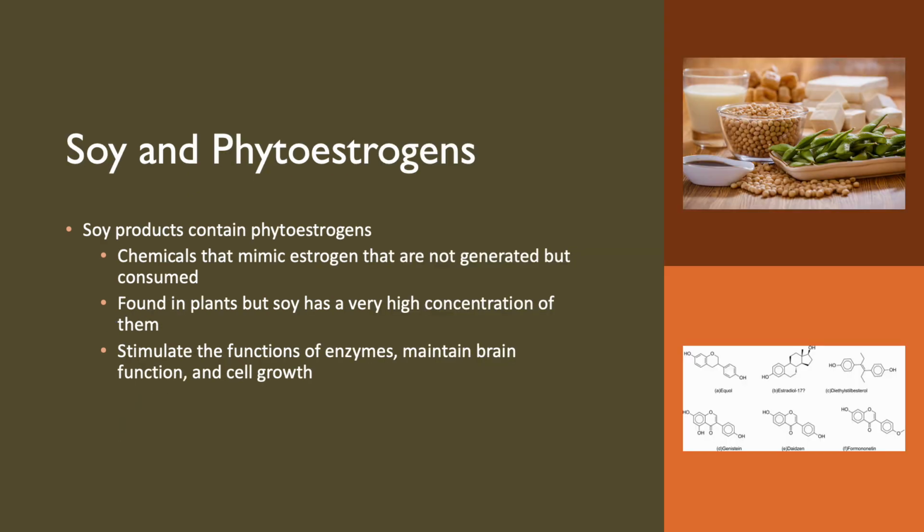Next is soy and phytoestrogens. Phytoestrogens mimic estrogen, but they are consumed rather than generated in the body. They are found in almost all consumable plants, but soy has been shown to have a very high concentration of them.